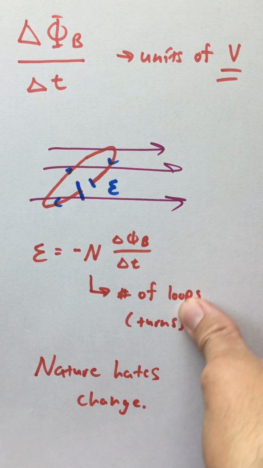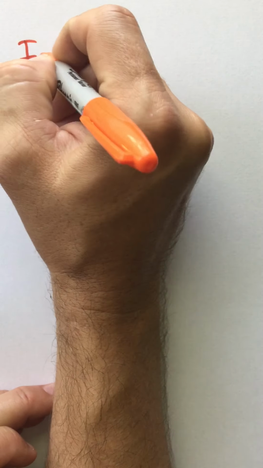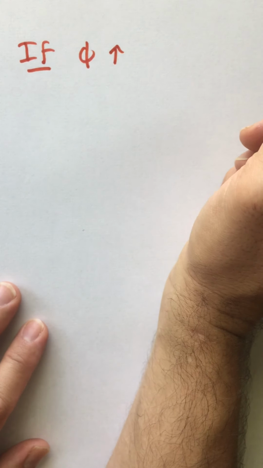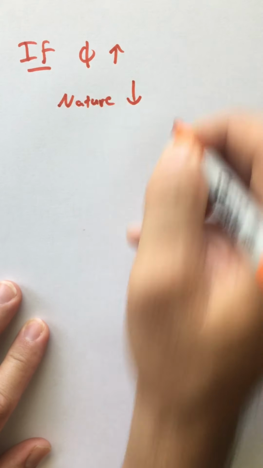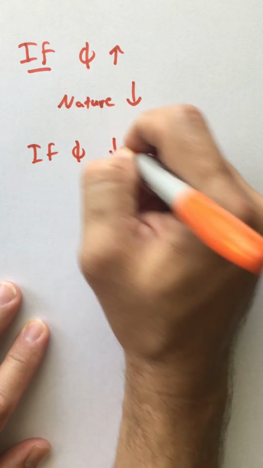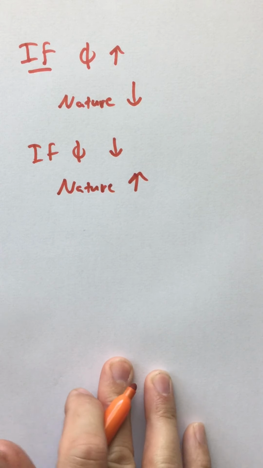What does that mean? Let's write down the options, because I think this is a handy exercise. Write down what that can mean and how to analyze it. So what that means, I'll put that here. If the flux is increasing, nature tries to decrease it. If the flux is decreasing, nature tries to increase it.